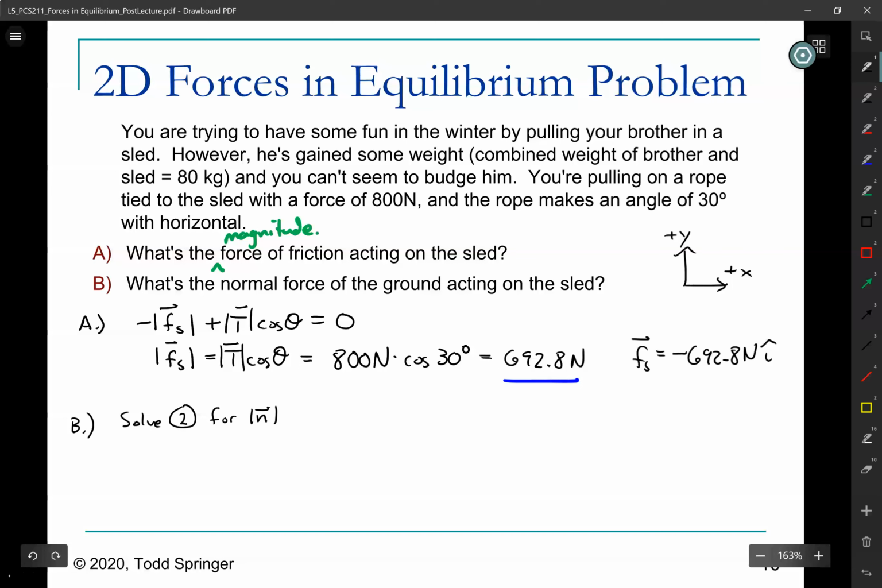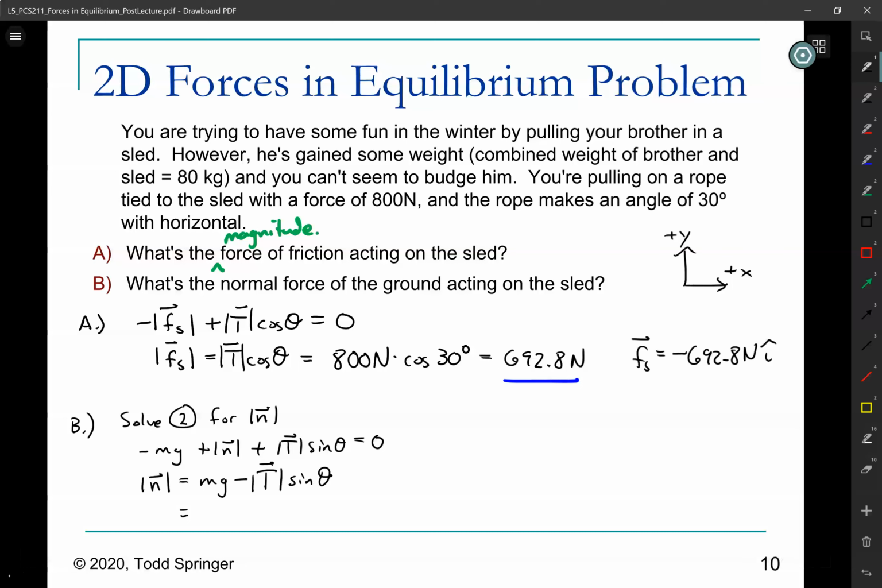And what do I have? So let me write it again. I had minus mg plus the magnitude of the normal force plus the magnitude of the tension force times sine of theta equals 0. Solving for the normal force, I have the normal force is equal to mg minus the tension force magnitude times sine of theta. Plug in the numbers.